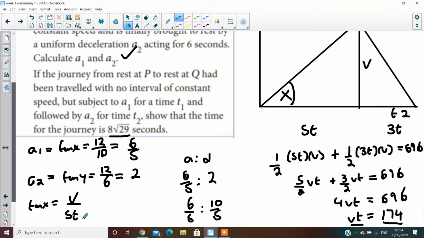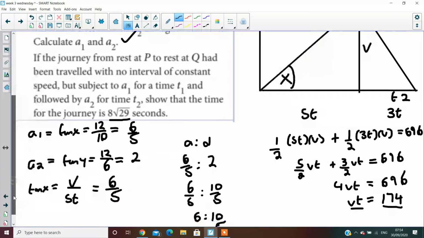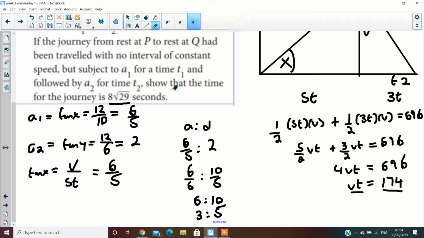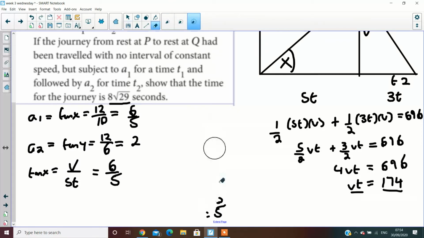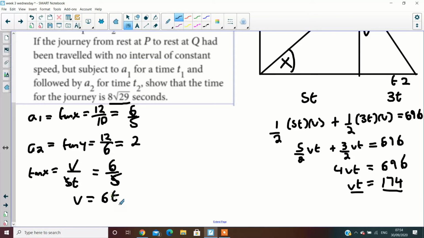The next thing is phi over 5t is the same as what? The acceleration, which is what number? 6 over 5, yeah? Now the 5s are going to cancel. So what would that leave then? The 5s cancel on the bottom. So it's going to leave phi equals 6t. That suits me right down to the ground now.